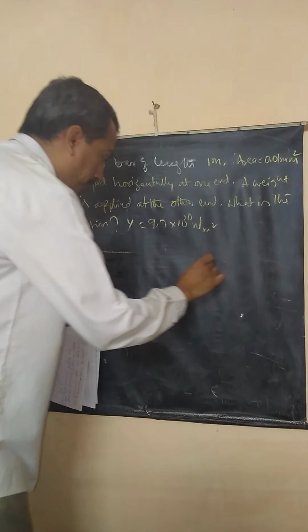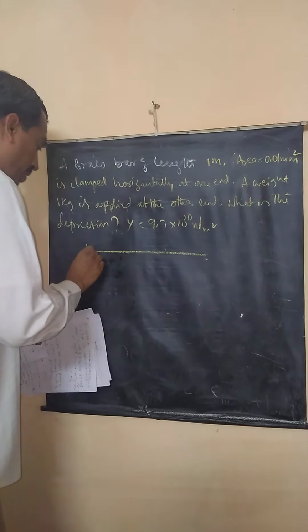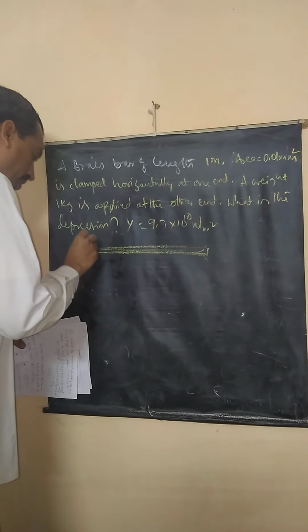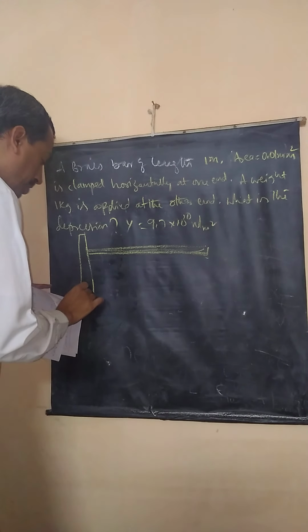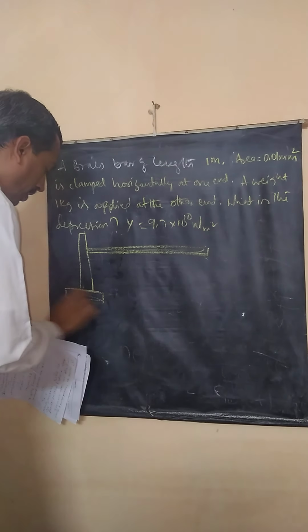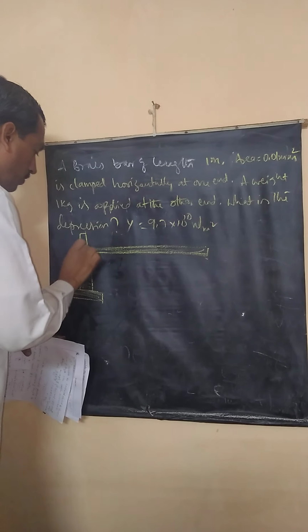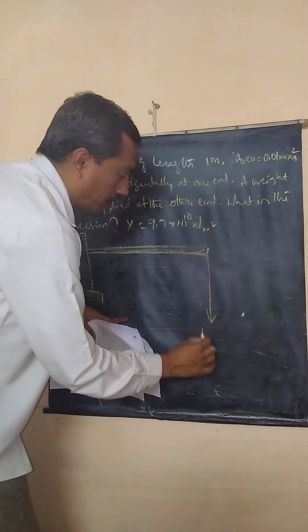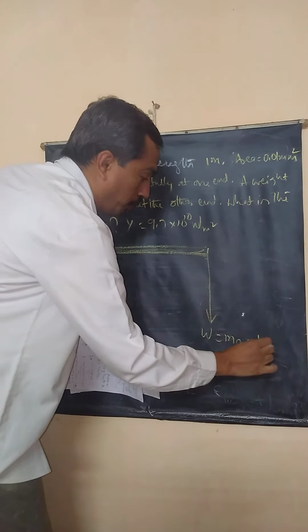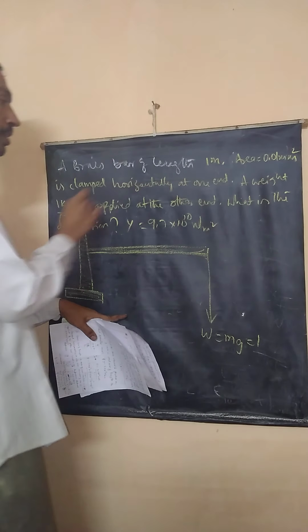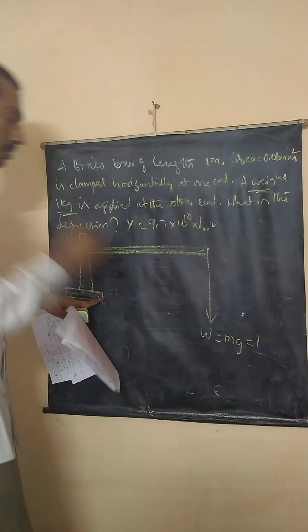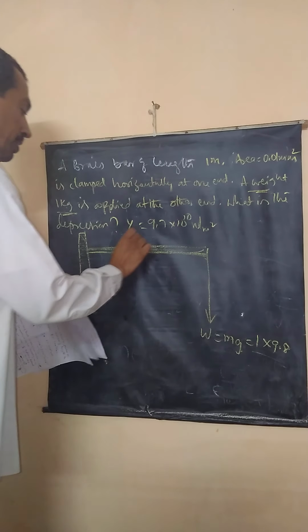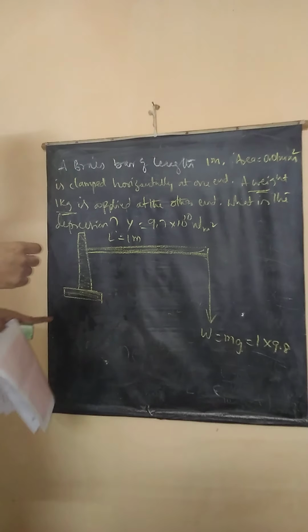So here is a bar. Yesterday in the previous lecture I showed you it is a beam. This is single cantilever. This is fixed horizontally to the rigid support. Now it is loaded here. Weight is mg, 1 kg. See, this is not actually weight. In the question paper they are mentioning weight, but it is mass. 1 into acceleration due to gravity 9.8. Length is 1 meter, L. Correct? Young's modulus is given.